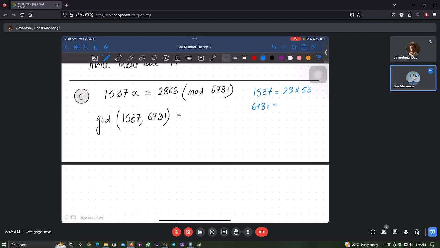$53. Yes, 53 is one factor. So 53 times 127. So the GCD is 53. Right. But does 53 divide 2863? That is the question.